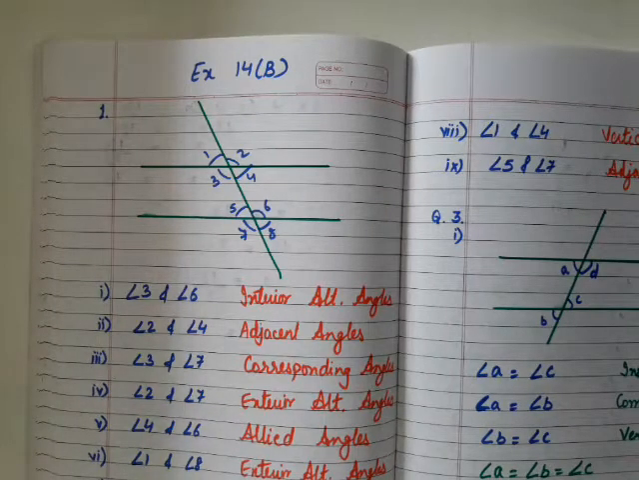Now let's start with exercise 14b. In exercise 14b, the figure is given in which two lines are there, and it's cut by a transversal. It's not mentioned whether the lines are parallel or non-parallel. The pairs of angles are given and you just need to identify the name of the angles.